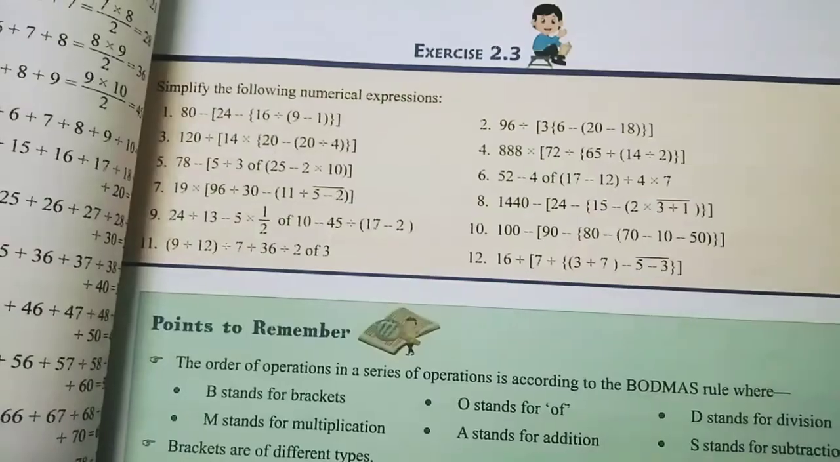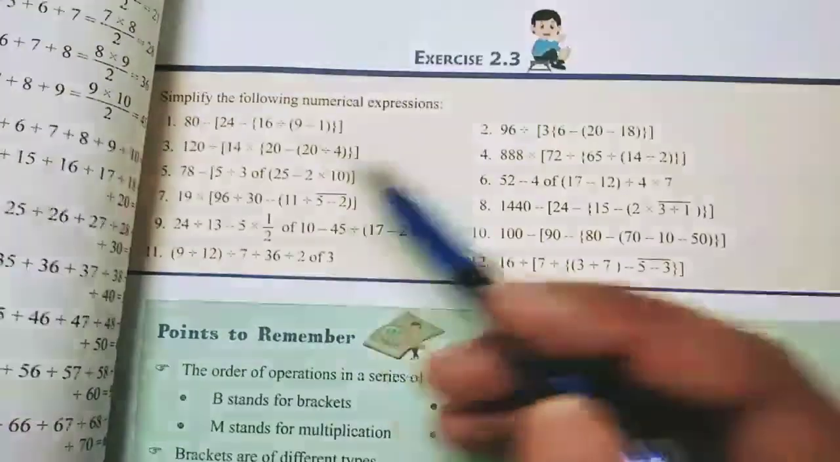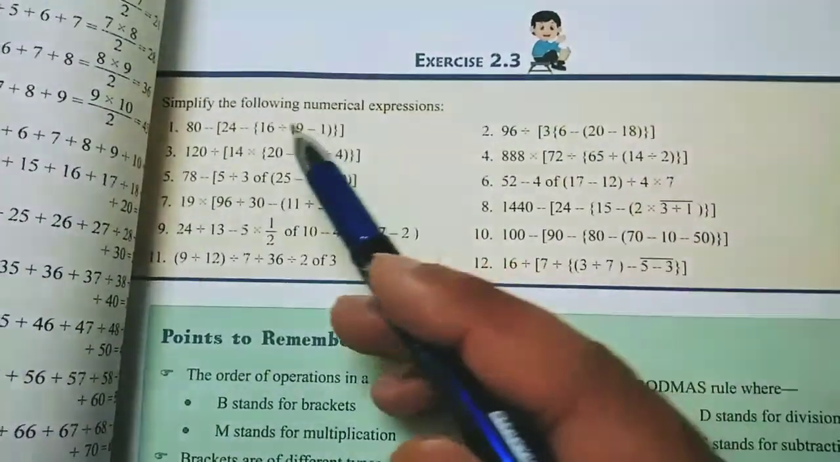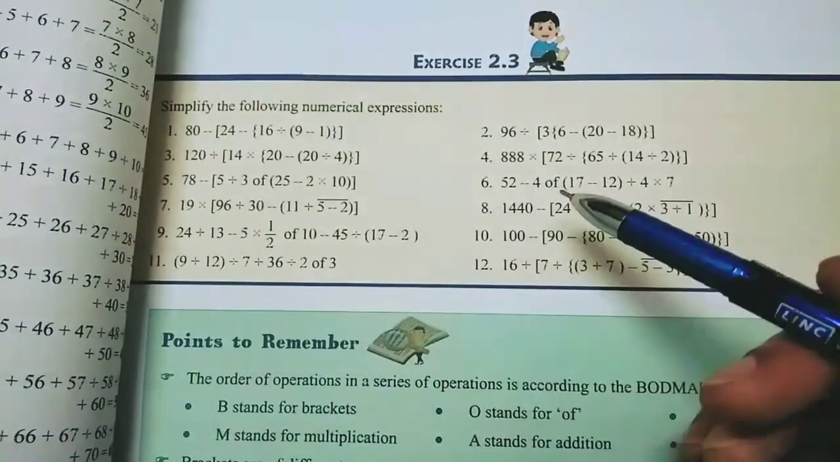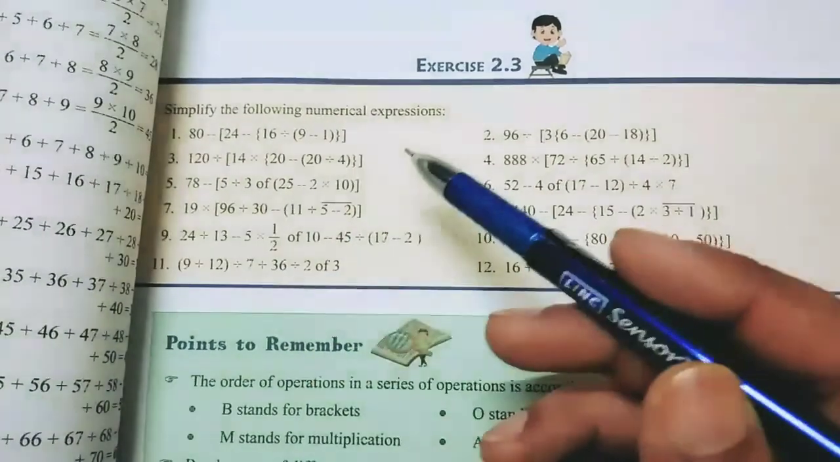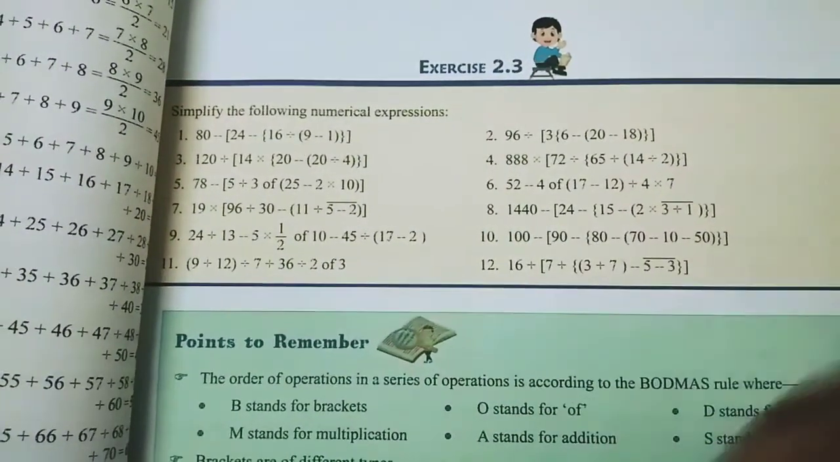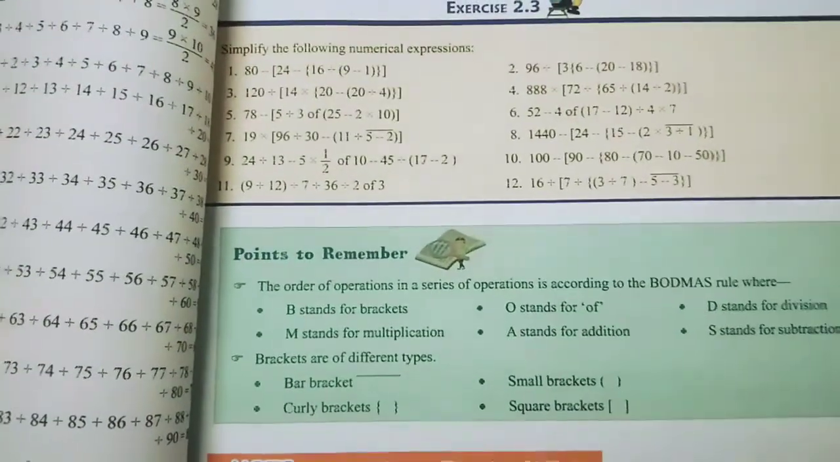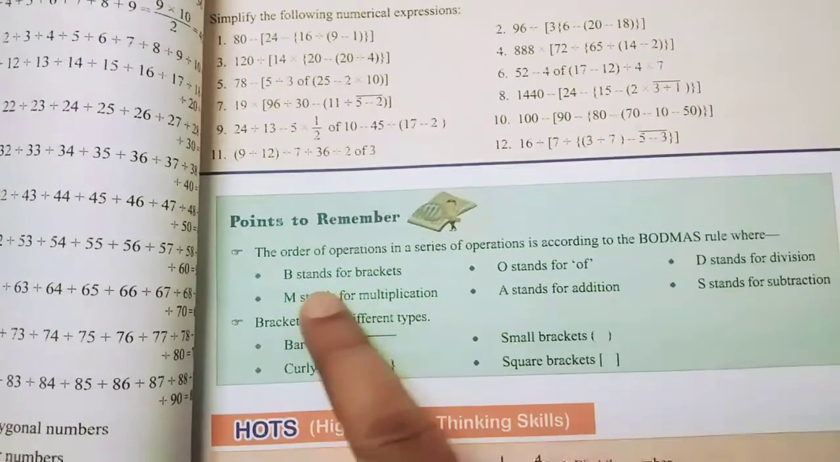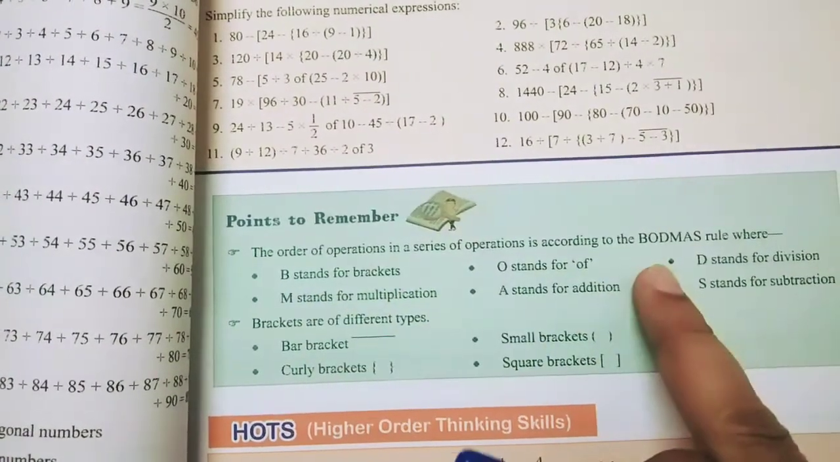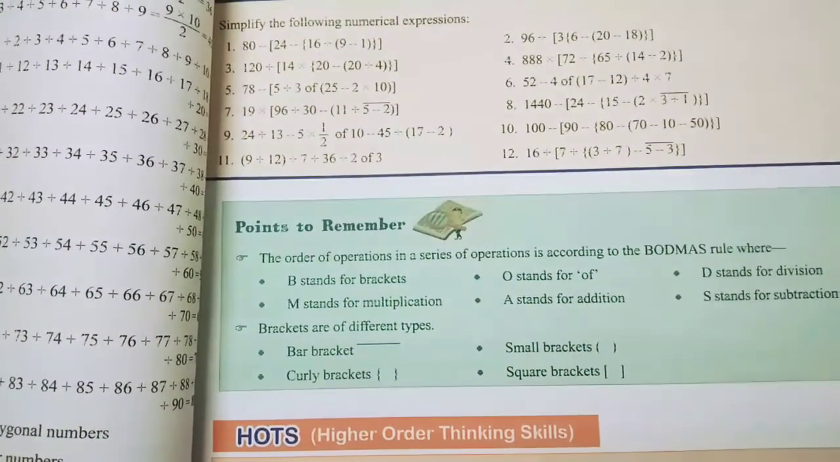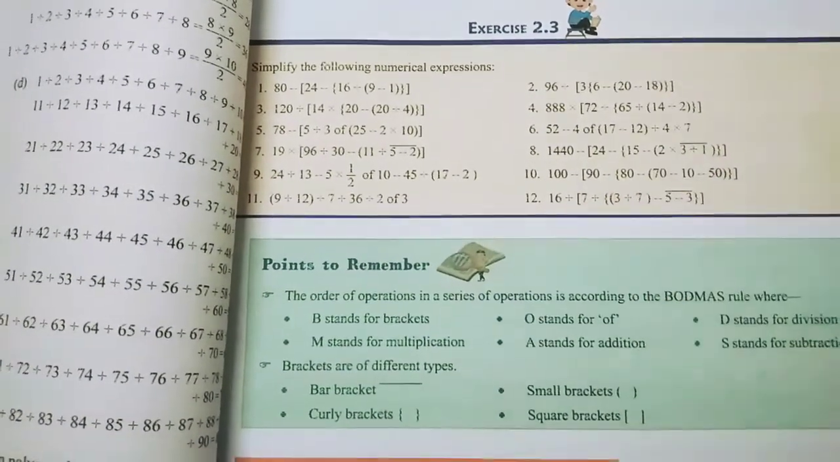Understood? So students, in this way exercise 2.3 is complete. I have solved many questions here. So what are the remaining questions? Those are all homework. Understood? So in this way, this chapter number 2 is also complete. So these are the points to remember, important points of BODMAS rule. So you will read and remember it, and solve all the homeworks. Okay, thank you.